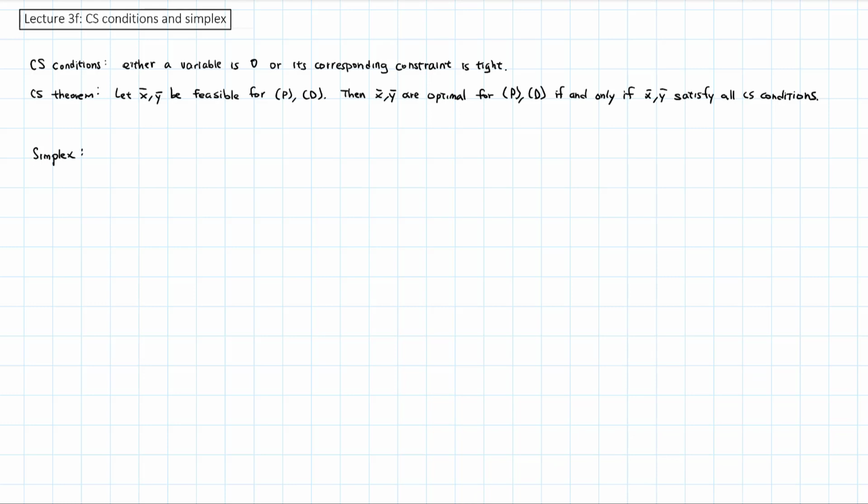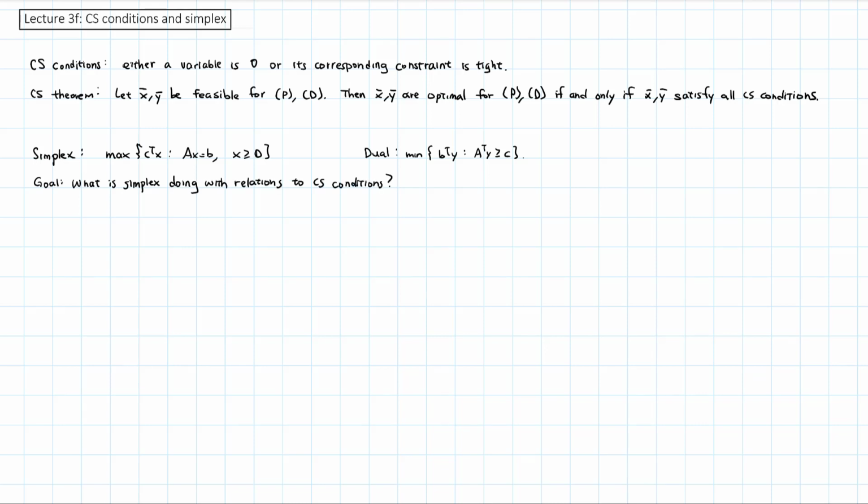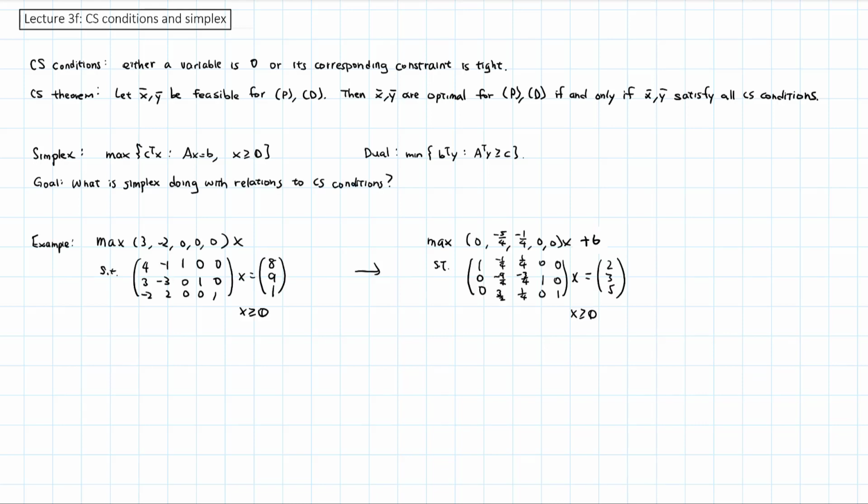Remember that simplex works with LPs in standard equality form. Max c transpose x, Ax is equal to b, x is at least 0. The dual of this is min b transpose y, A transpose y is at least c. The goal here is to answer the question, what is simplex doing in relation to CS conditions? We will look at an example.